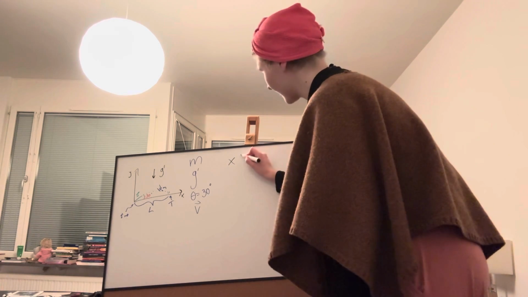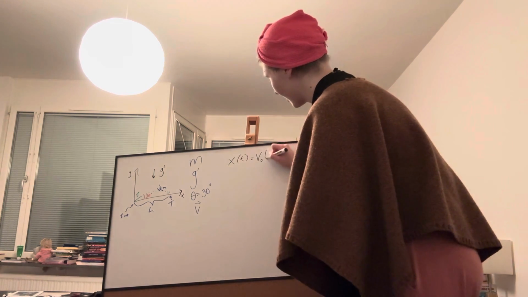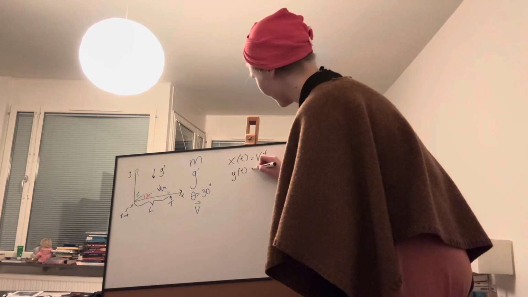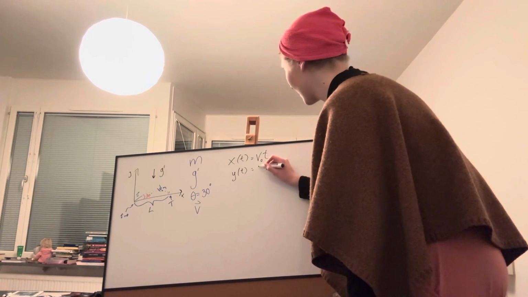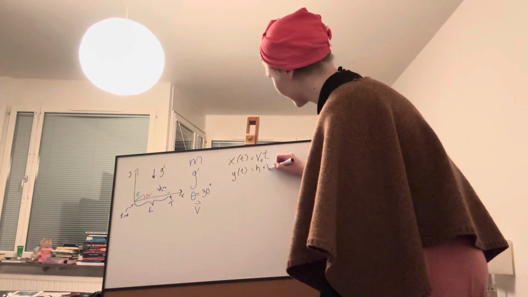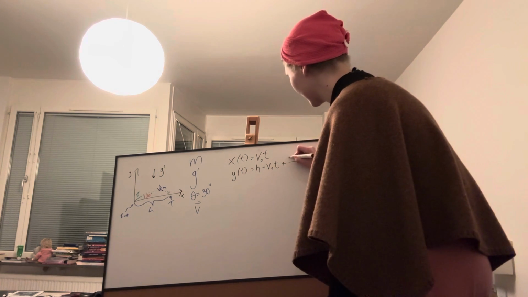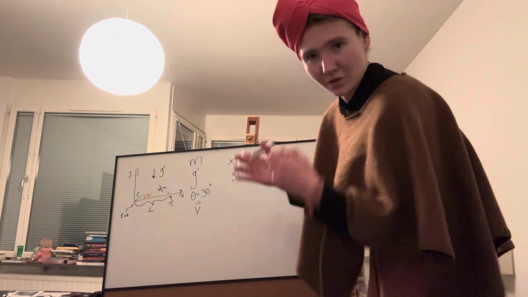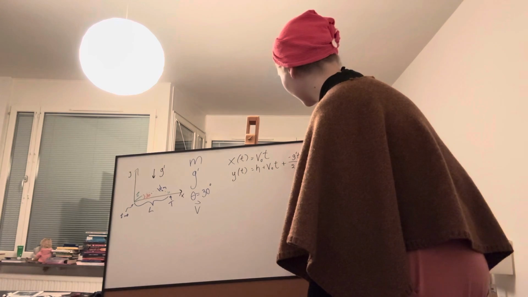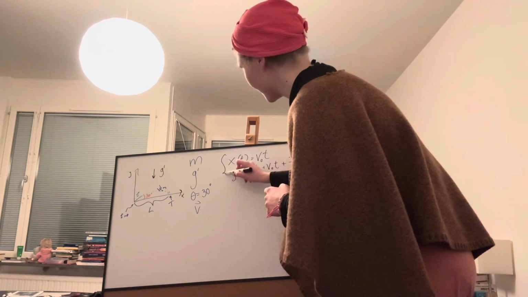x at initial time is equal to v0 t, while y at initial time is equal to h, like the height, which in this case is 0, plus v0 t, and plus minus g, because it's in the negative direction, g t squared over 2. And this is one part.